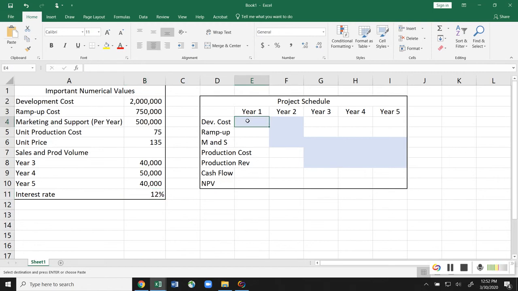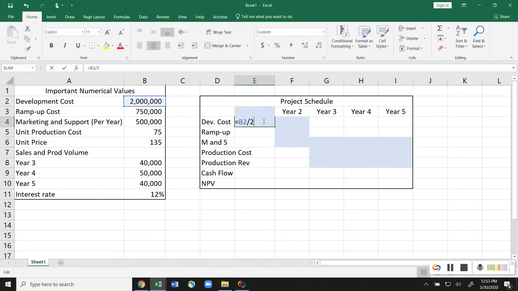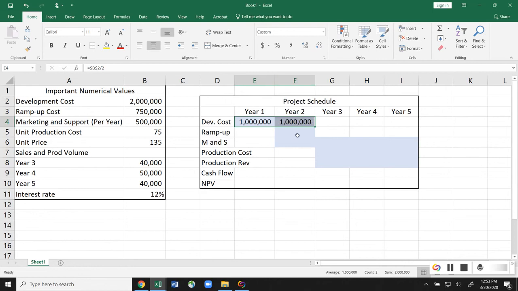So development costs, this is broken down into 2 years, year 1 and year 2. So we're going to go equals the 2 million divided by 2, because it's broken down into 2 years. And then I'm going to absolute value that B2. I did that with F4 on a PC or Command T on a Mac, and I drag that over. Okay, so that's 1 million.